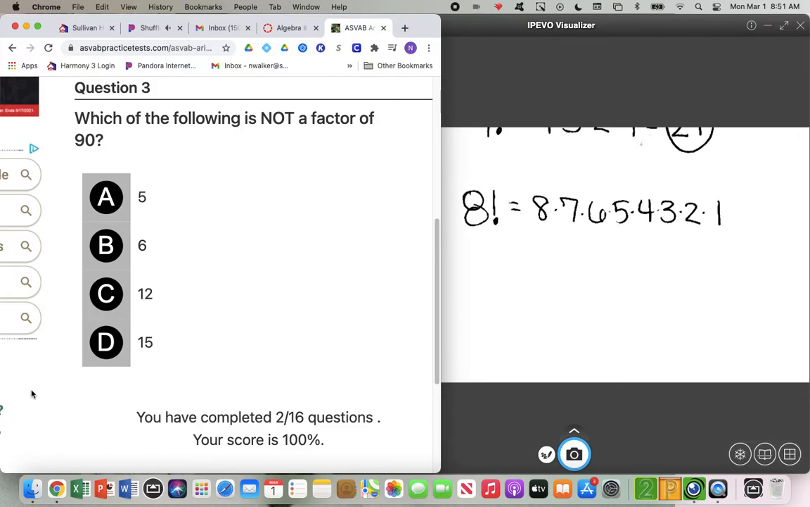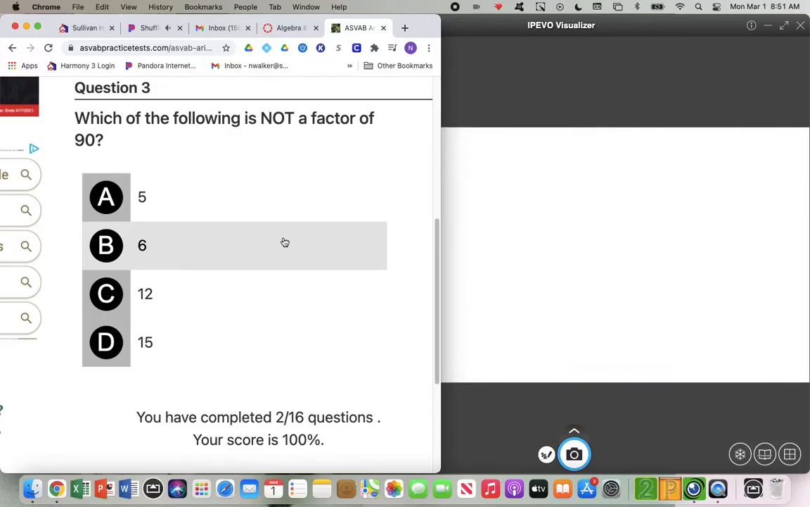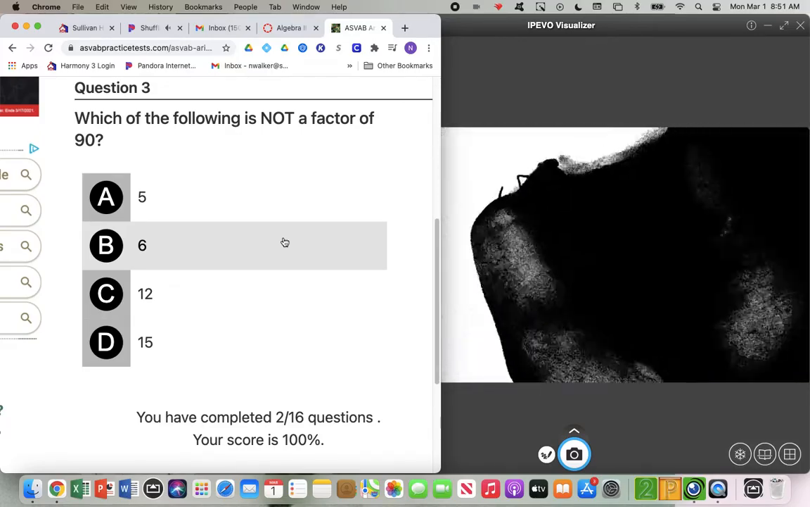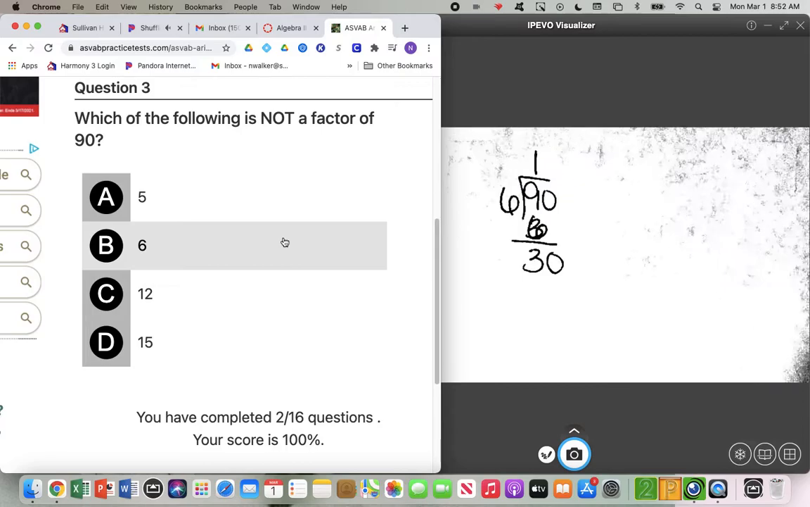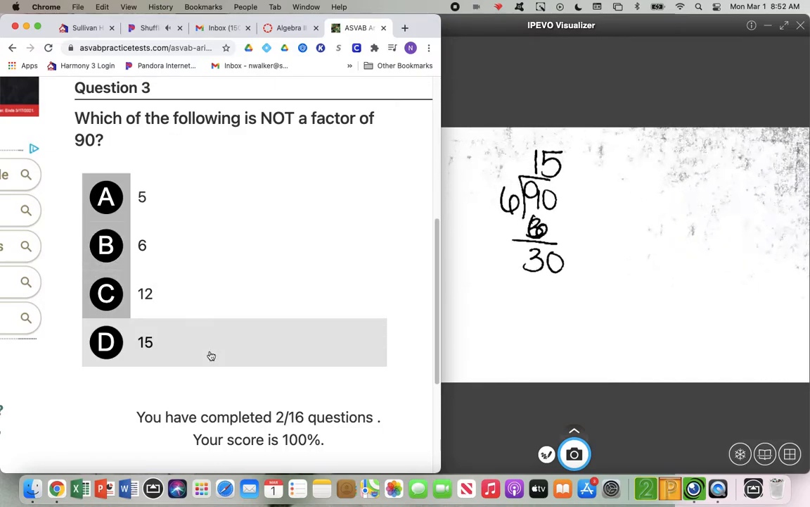So an easy way to check these is just to divide by each one of these numbers. Can you take 90 divided by 5 and get a whole number? Yep. How do you know that without even doing the math? It ends in a 0, so we know that 5 is a factor. All right, what about 6? 90 divided by 6. How many times does 6 go into 9? With 3 left over. How many times does 6 go into 30? All right, so do you like how that answer's set up? When you take 90 divided by 6, it tells you the answer's 15. So then that means that 15 is a factor. So the only one that wouldn't work is 12.